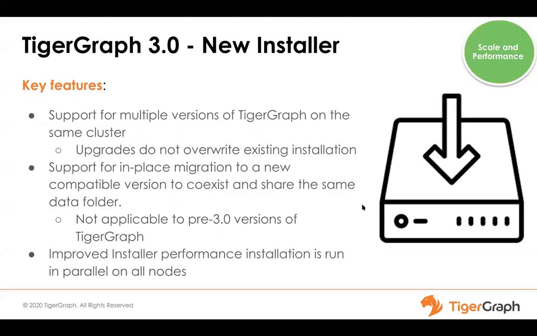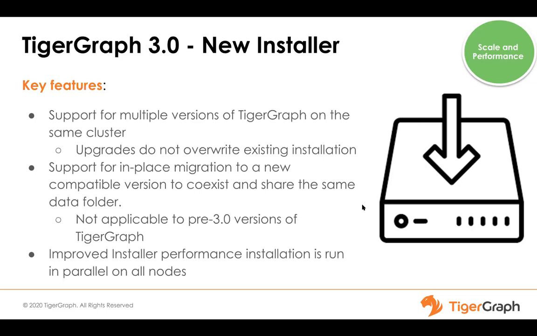And the next feature, the last one on the system management side, is the installer. We have a new installer that supports multiple versions of TigerGraph on the same cluster. What this means is that upgrades, when you go from one TigerGraph version to another, do not override the existing installation. This support for in-place migration will allow you to have multiple versions coexist. For example, if there's a new bug fix version available and you want to quickly check if that addresses your issues, you can quickly test on this with the same data, everything, and if it doesn't, you can switch back. So you have flexibility to have multiple versions.